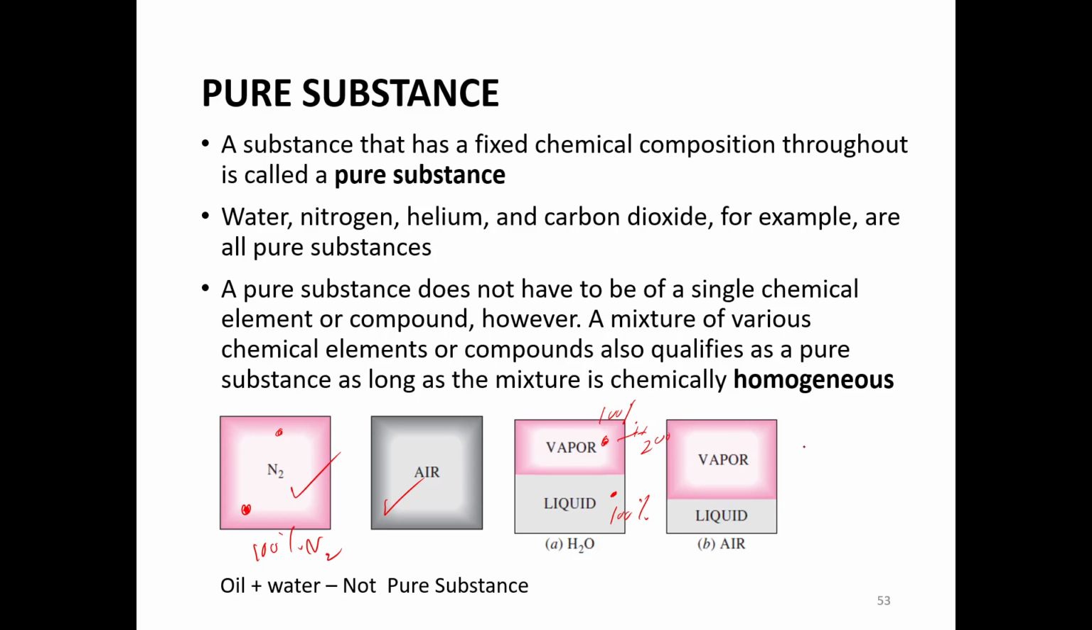But if you have something like this, where you have water here and air here, of course this air also contains H2O, right? This part is 100% H2O, but this part is not 100% H2O. Therefore this kind of container we can't say is a pure substance, right? Again, oil and water, we can't say that is a pure substance either.